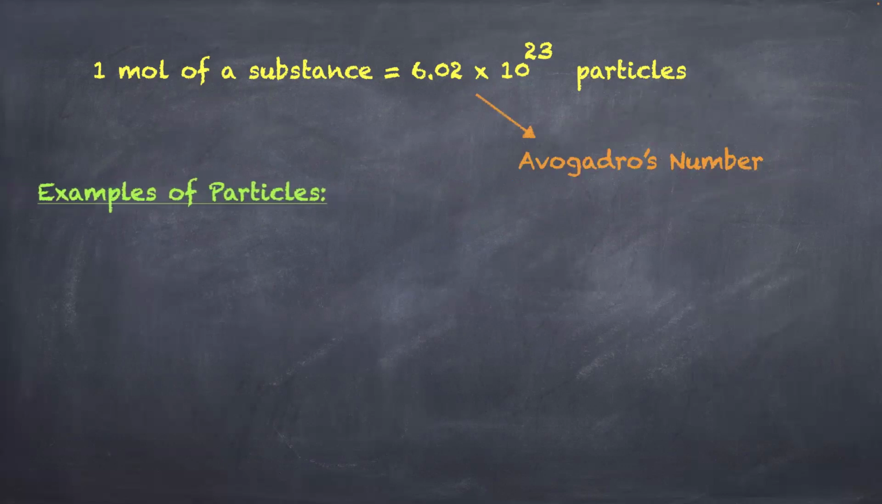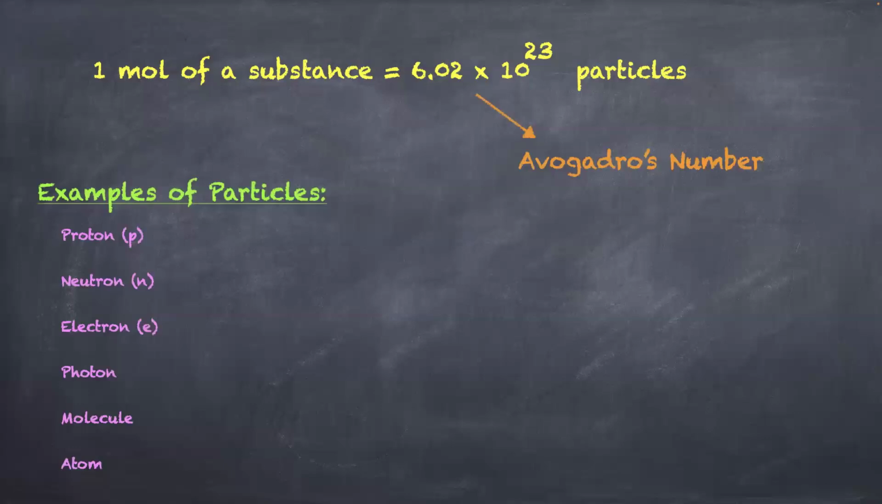Let's take a look at some examples of particles. For example, protons, neutrons, or electrons are particles inside an atom. Protons and neutrons are inside the nucleus, whereas electrons are floating around the nucleus. These are all tiny particles. Then a photon is the smallest particle of light. And then we have molecules and atoms. These are all considered particles.